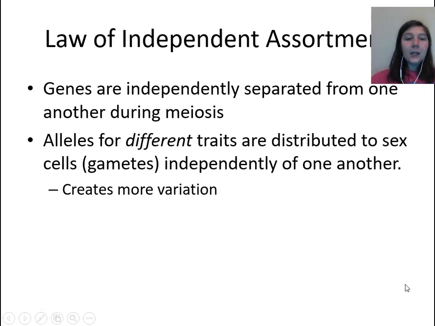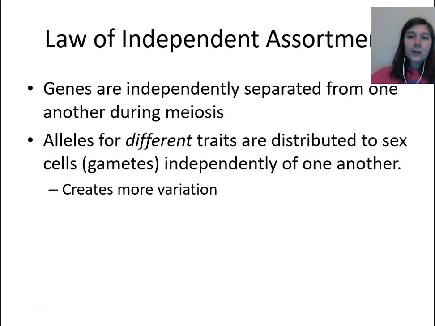The law of independent assortment is the third one, and it states that genes are independently separated from one another during meiosis. Because of crossing over, when those chromosomes are exchanging information or pieces of their structure, we are going to get separation of traits. And this allows for alleles for different traits to be distributed independently and give us more variation.